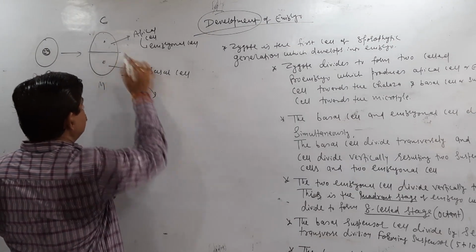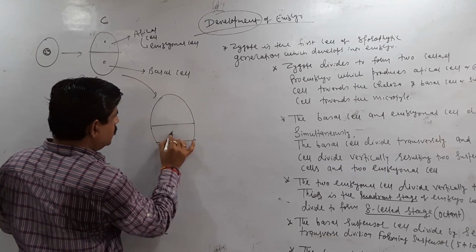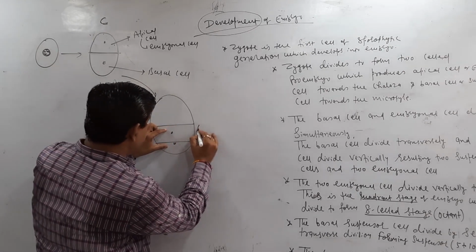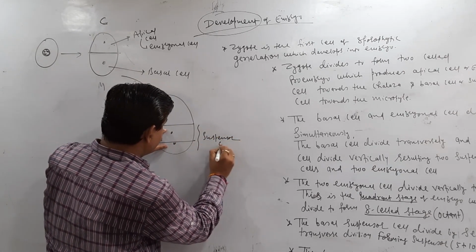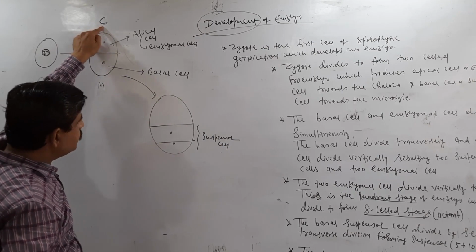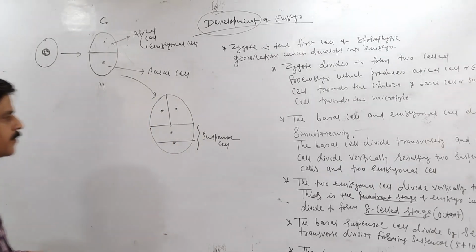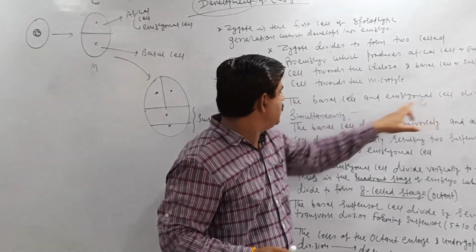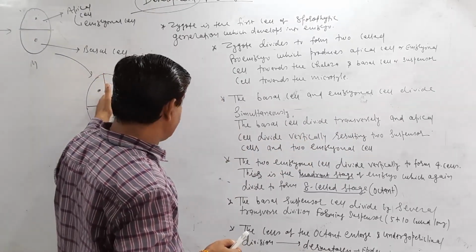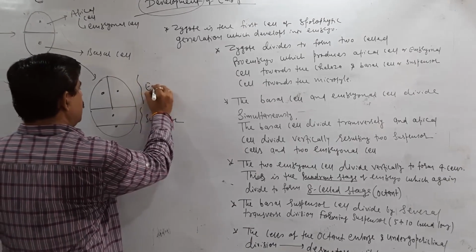Now the basal cell and the embryonal cell divide simultaneously. The basal cell divides transversely, resulting in suspensor cells, and the upper embryonal cell, which is towards the chalazal end, divides vertically. The basal cell divides transversely, and the apical cell divides vertically, resulting in two suspensor cells, and the upper two are the embryonal cells.